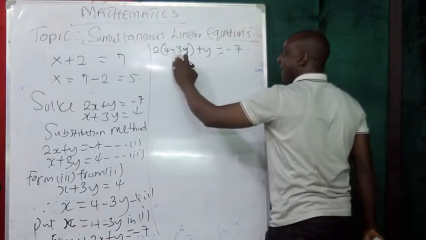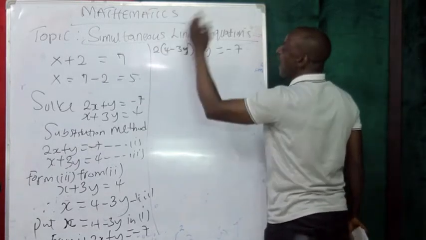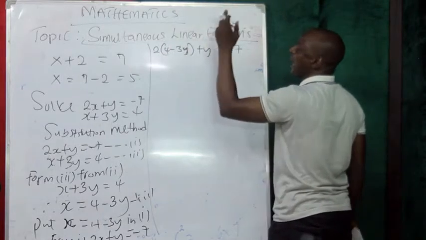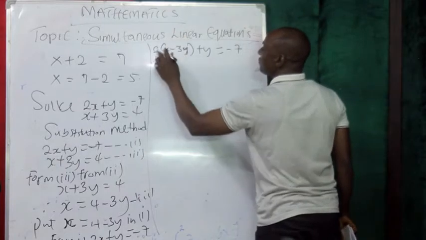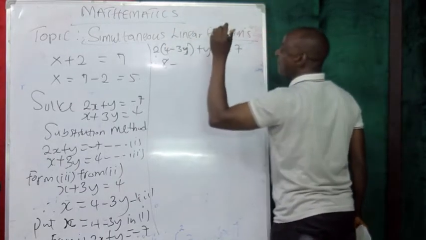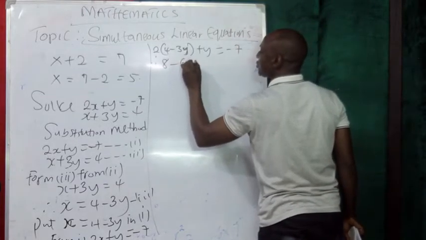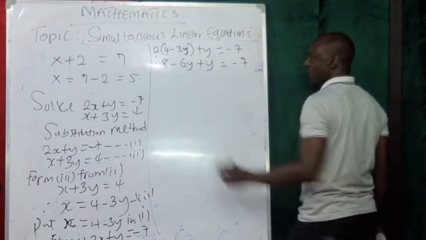Then you clear the bracket or you remove the bracket. How do you do that? The number you are having outside the bracket, you multiply it by each number you are having inside the bracket. You have 2 multiplied by 4, giving us 8. 2 multiplied by negative 3y will give you negative 6y, plus y equals -7.